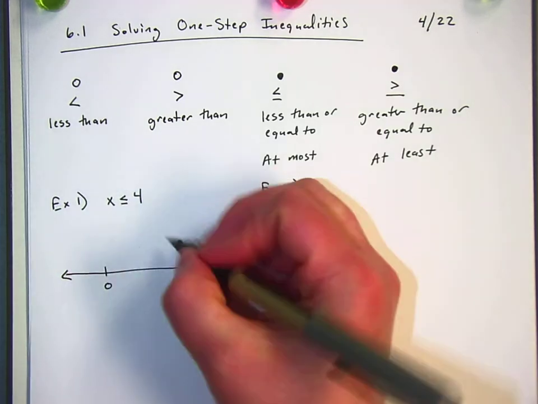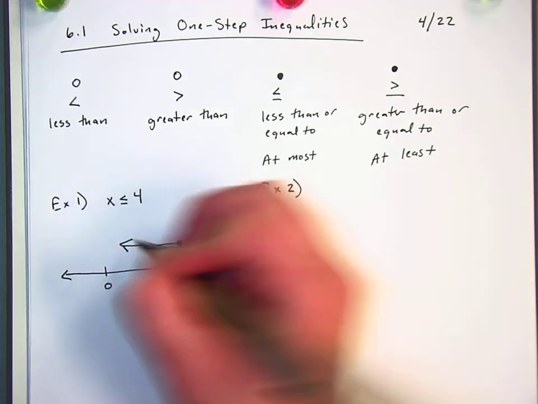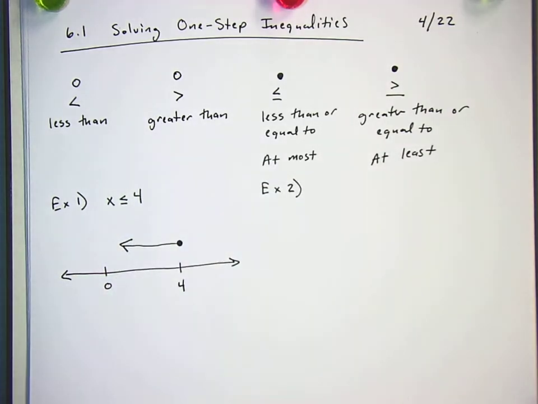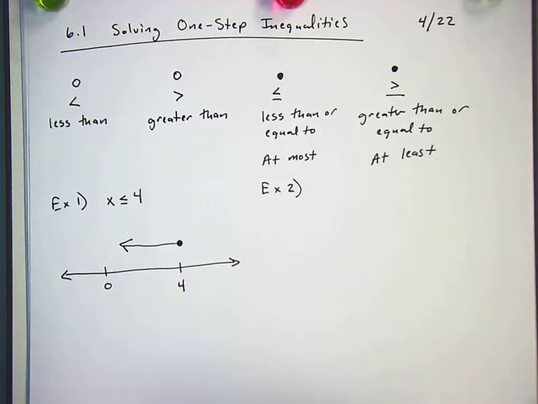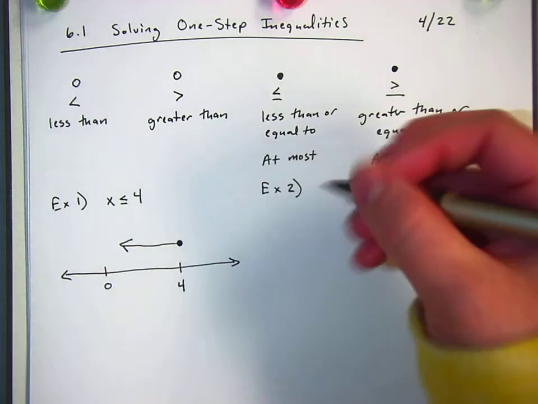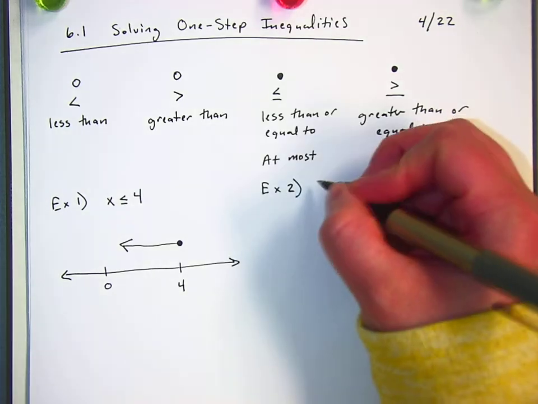Now, this says that the answer, the X, is going to be less than or equal to 4. That means that the answer is this way. So technically, the answer to this problem is anything including 4 or less than 4. So like 1.5 counts, negative a million counts, negative 1/2 counts. Anything that's 4 or less is the answer.